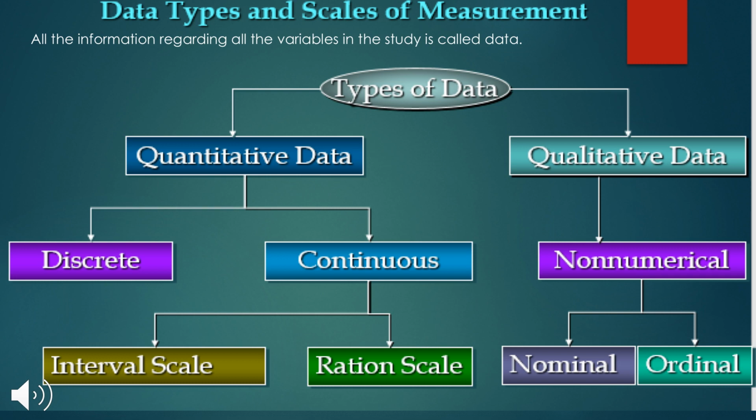In continuous data also, there are two types, interval scale and ratio scale. The interval scale, as the name indicates, gives you a proper interval. Like the difference between a temperature of 50 degrees and 60 degrees is 10. That 10 is the interval. Whereas a ratio scale gives you a specific number. There is no specific interval here.